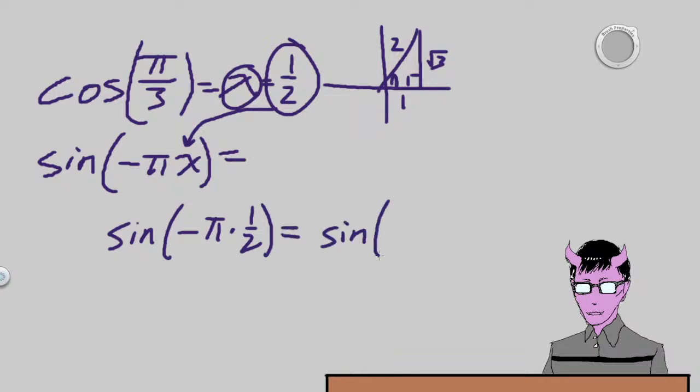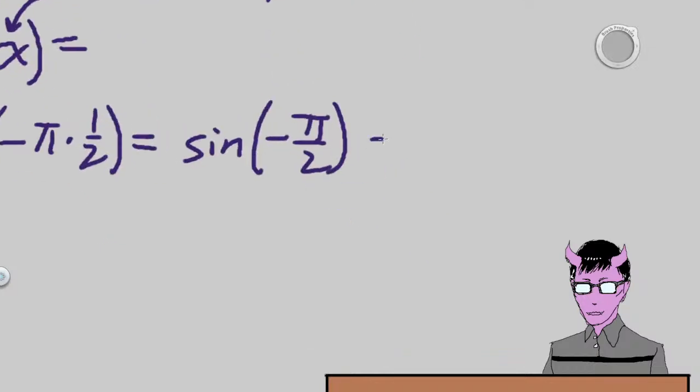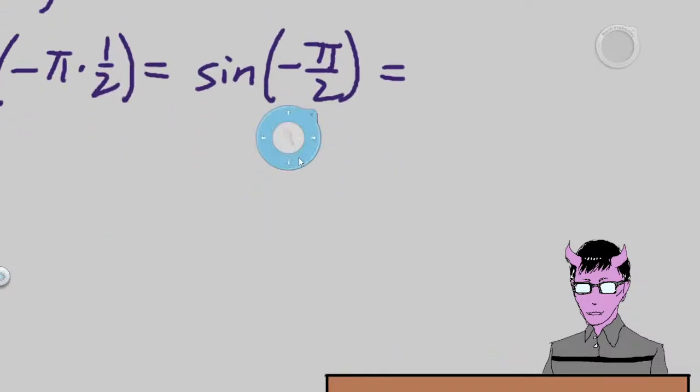Thus do we get sine of negative pi over 2. I hope you recognize this one. It's just going to be an interquadrant angle. It's the one that is hanging downwards, the 90-degree one.